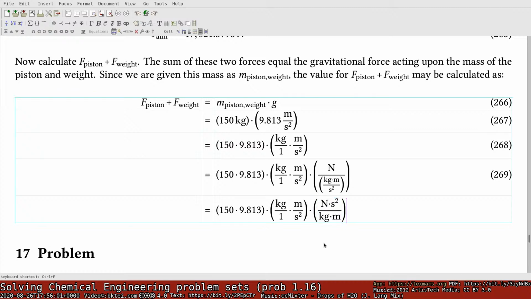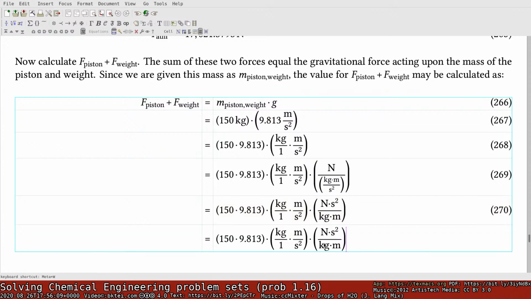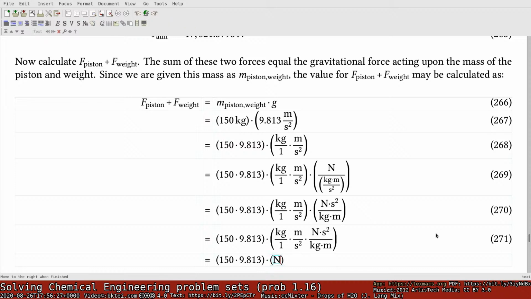There, that's the same. Now we can get rid of this middle parenthesis and start eliminating stuff. So kilograms cancel, seconds squared cancel, meters cancel. We should just be left with newtons.